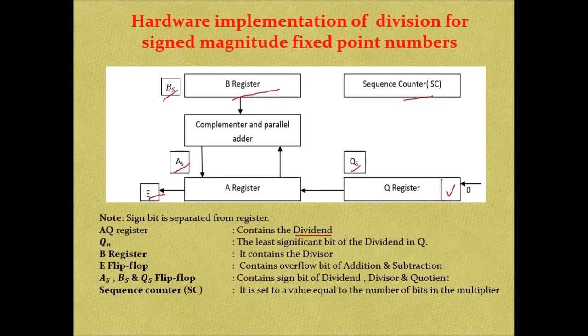Okay. Final result. And here one complementary and parallel adder is required to perform the complement and parallel addition of the content of register B and register A. And lastly, you can see the A and Q. I have already mentioned that A contains the remainder part of the division operation, and Q contains the quotient part of the division.